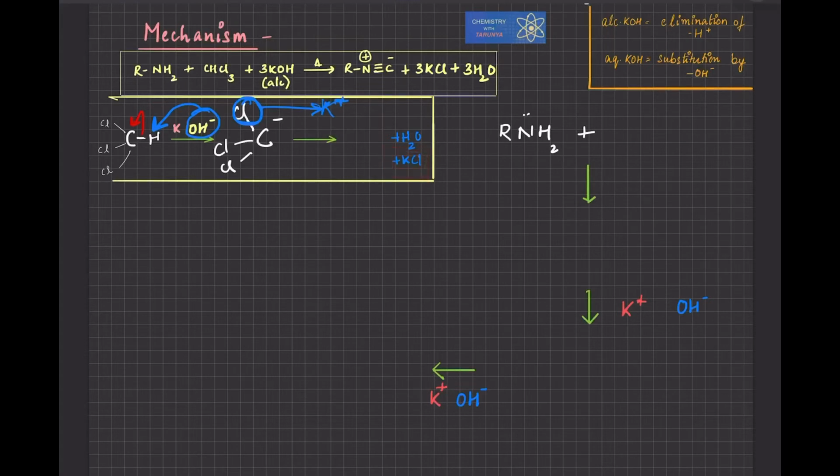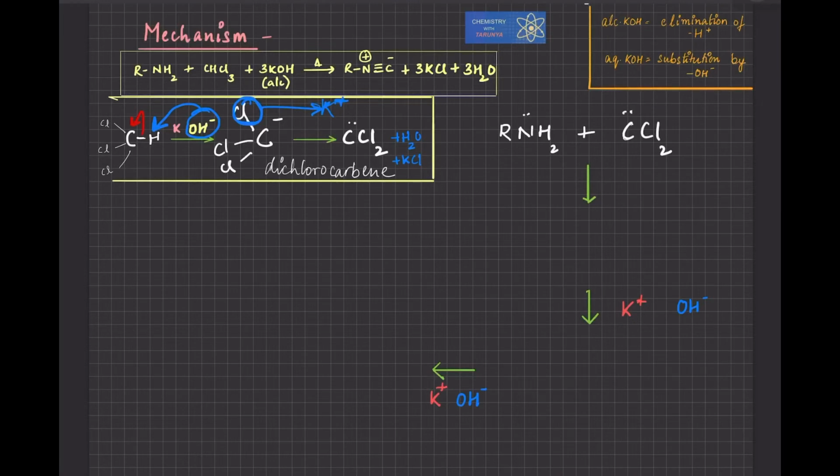Now what will be left is CCl2. This is called as dichlorocarbene. Now this is a very important molecule because this is what actually starts the reaction. Now how does it actually start the reaction? Let us see that.